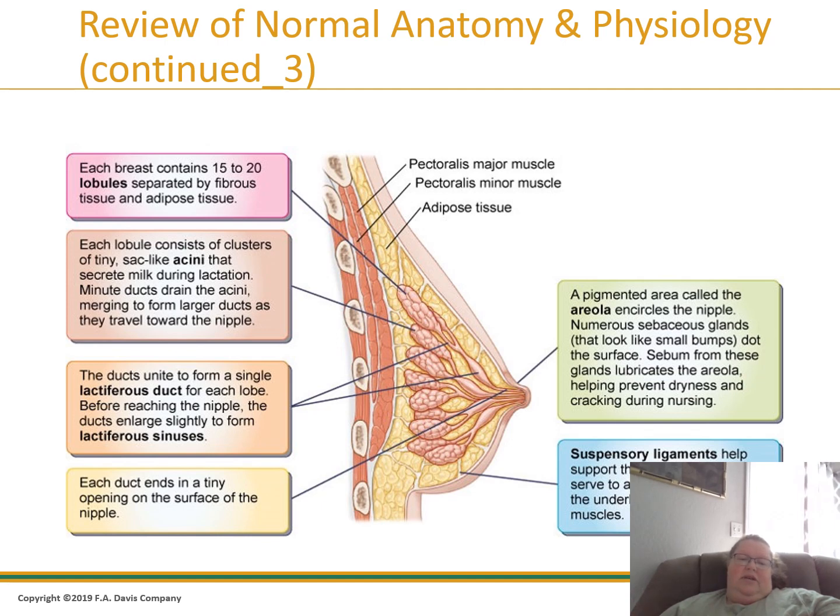To go over the different parts of the breast, there is the areola. It encircles the nipple. It has sebaceous glands, which keep it lubricated and avoid dryness and cracking, especially during nursing.